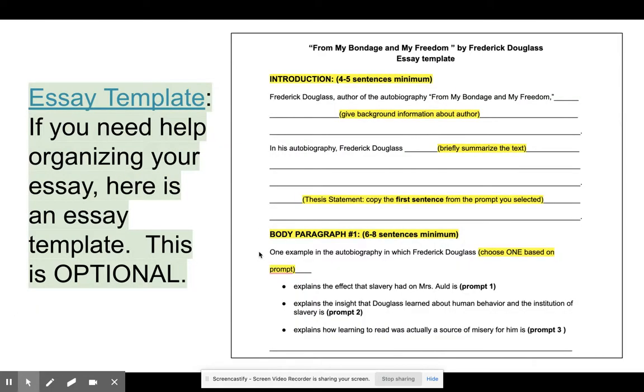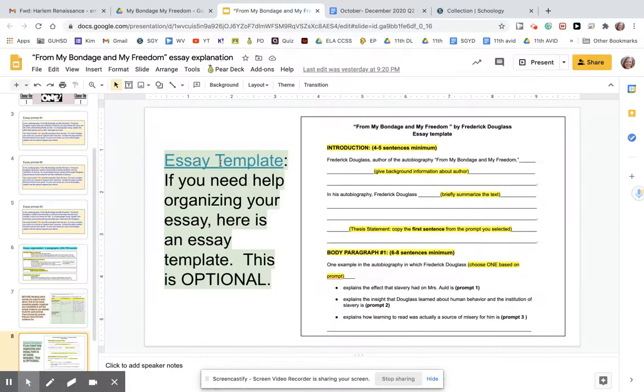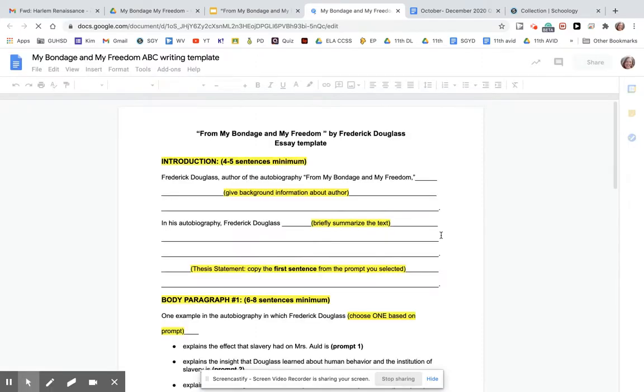Okay, and then also I have provided you an essay template. Okay, it is attached to this page in Schoology. Now, this is not required. This is optional if you need help organizing your essay. You can use all of it, you can use part of it, or you can use none of it. Okay, again, it's just a source of help for you. It's not required. But I'm going to go ahead and go through and explain it if you choose to use it. So let's take a look at it in detail.